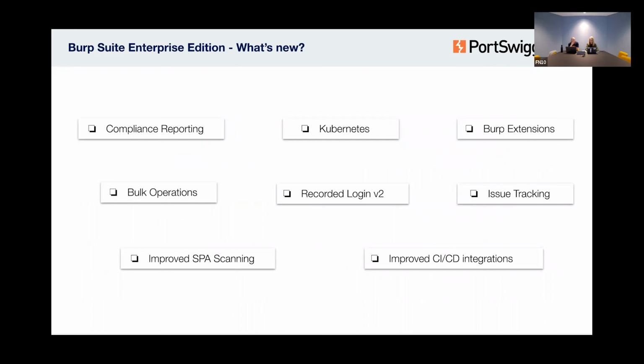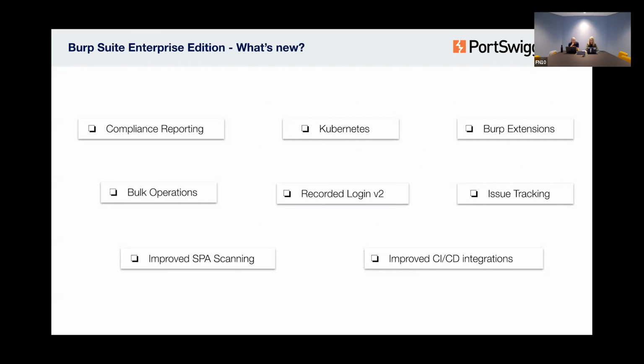So for those of you on the call who may not have seen the product for a few years, it's worth a quick recap on what's new. I'm not going to cover all the items and it's by no means an exhaustive list, but just to mention a few things. We have enhanced reporting on scan results against specific compliance frameworks, including PCI DSS and the OWASP Top 10. You can now deploy Enterprise Edition to your existing Kubernetes cluster much more easily using a Helm chart. And Alex will give you a bit more detail on this shortly.